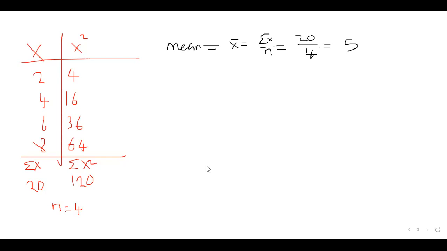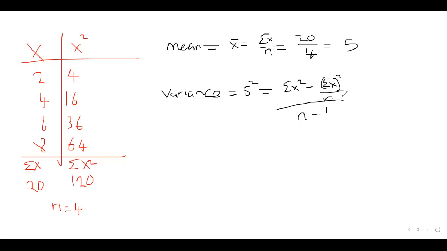The variance is given by a symbol which looks like this, s squared. So it's a summation of x squared minus the square of summation of x over n, everything over n minus 1. So here we have 120 minus 20 squared over our n, which is 4, and everything over 4 minus 1.